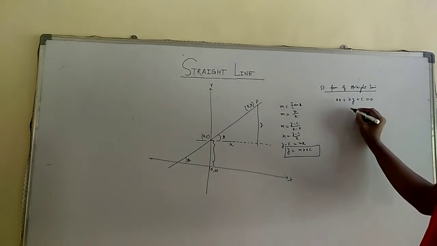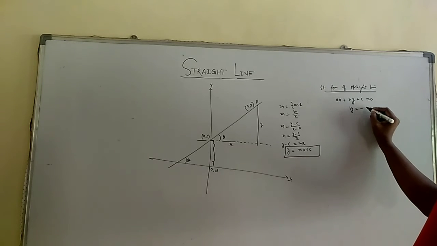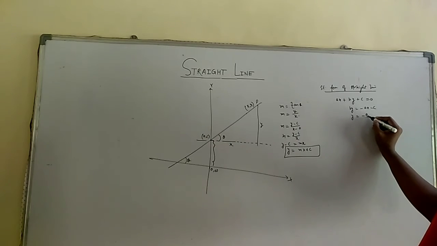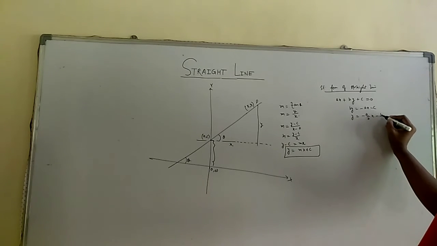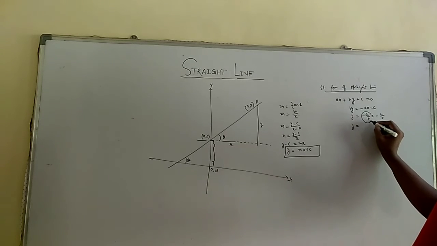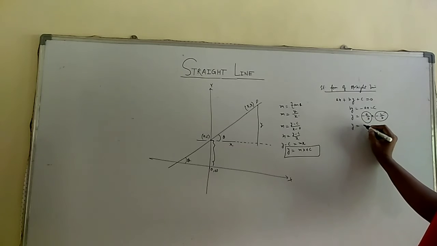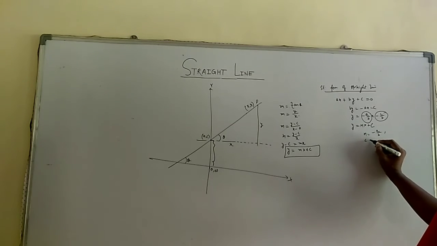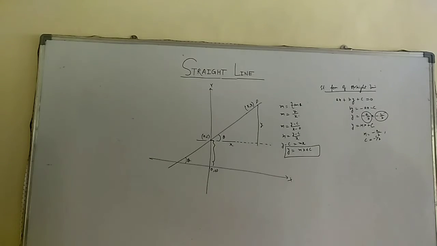Why not? Just make y the subject. So by is minus x minus c, and y is minus a over b x minus c by b. So y will become, this is my slope and this is my intercept. So I write here mx plus C, where m is minus a over b and capital C is minus small c upon b, that is called the y-intercept.